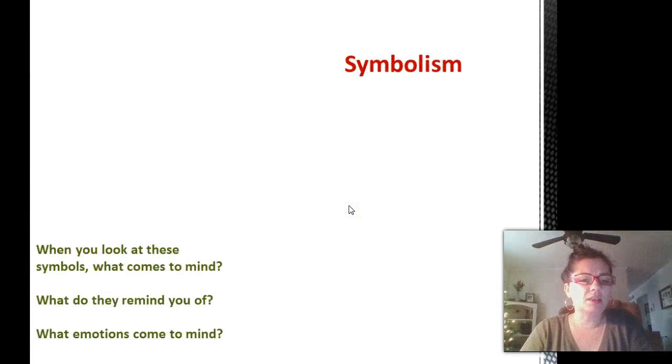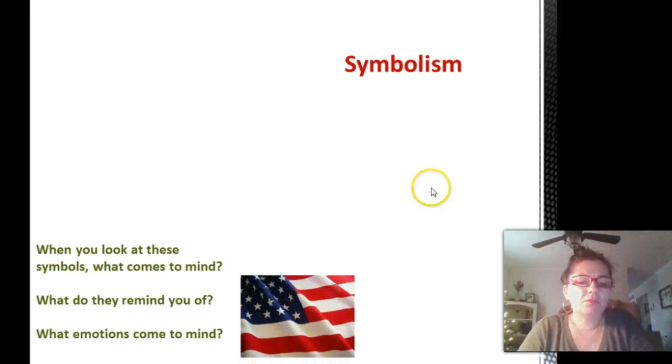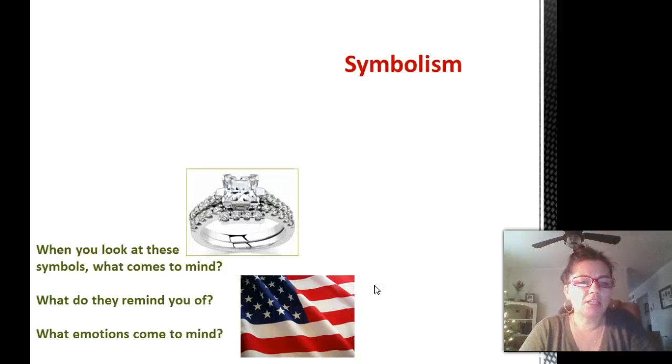So when you look at these symbols that I'm about to show you, what comes to mind? We have an American flag. It is what it is. It's a flag, but it stands for so much more. How about an engagement ring? It's a ring. It is what it is. You can hold it in your hand, but it stands for so much more.